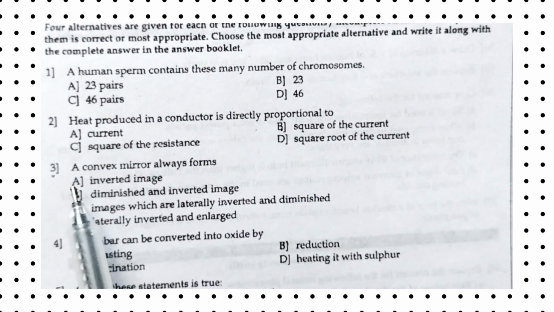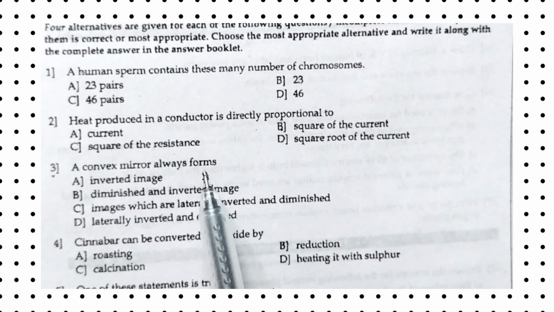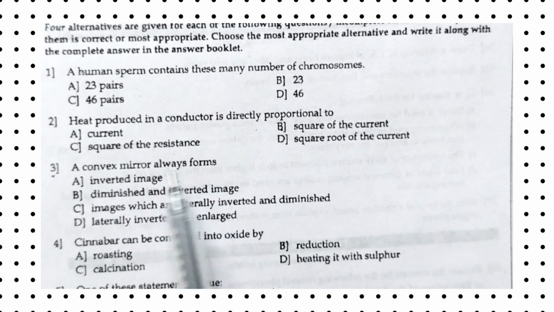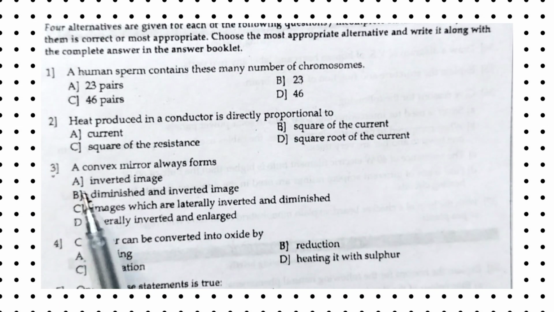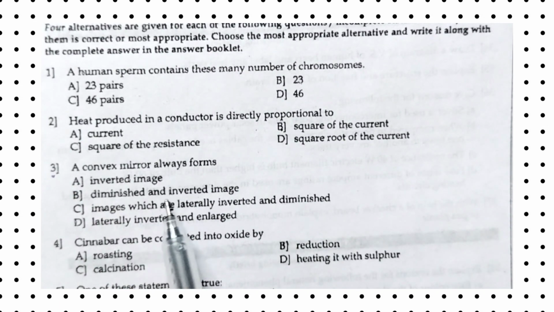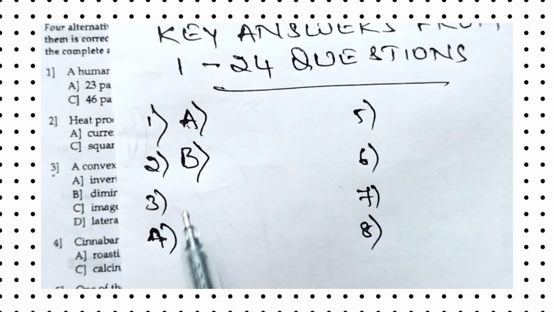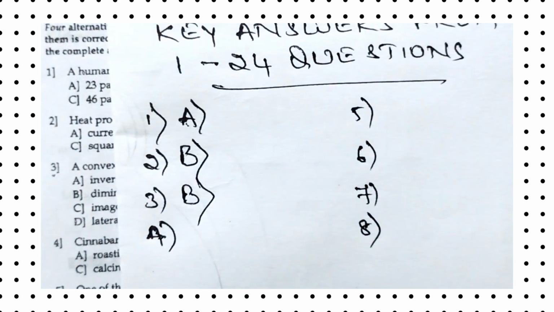Then coming to the third question, a convex mirror always forms inverted image, diminished and inverted image, laterally inverted and diminished, laterally inverted and enlarged. So for the third question, the right answer is: a convex mirror always forms a diminished and inverted image. So the right answer is option B, diminished and inverted image, in the sense virtual image.